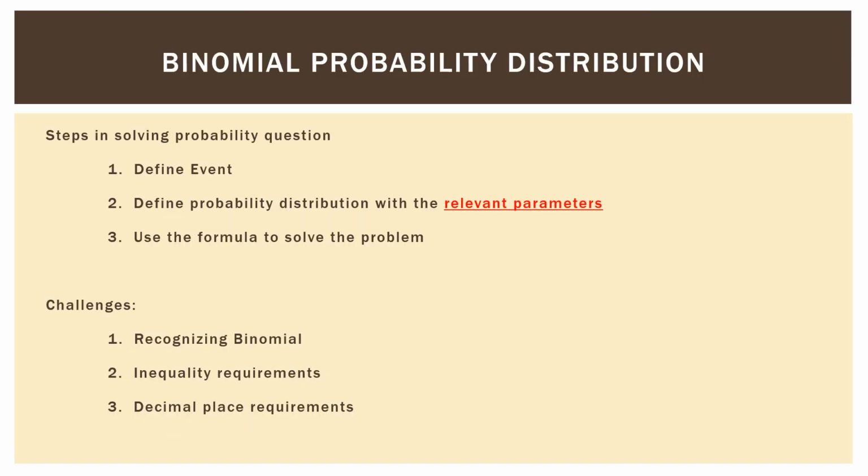Okay. So let's look at binomial distribution. There are few steps that you need to actually do in order for you to answer the question. First thing, you need to define the event, which I will show you in a while. Then you define the probability distribution with relevant parameters. Okay, then you use the formula to solve the problem. Okay, first, the challenges that you are going to face is to recognize whether it's binomial or not, which I will teach you now how to do it. And the inequality requirements, meaning if they say at most 3, what's at most 3? 3, 2, 1, or 0. Okay, decimal place requirement. All probability answers must be in 4 decimal places.